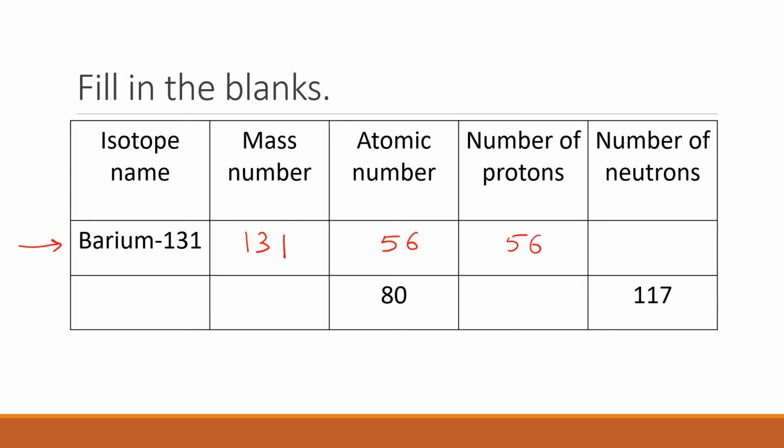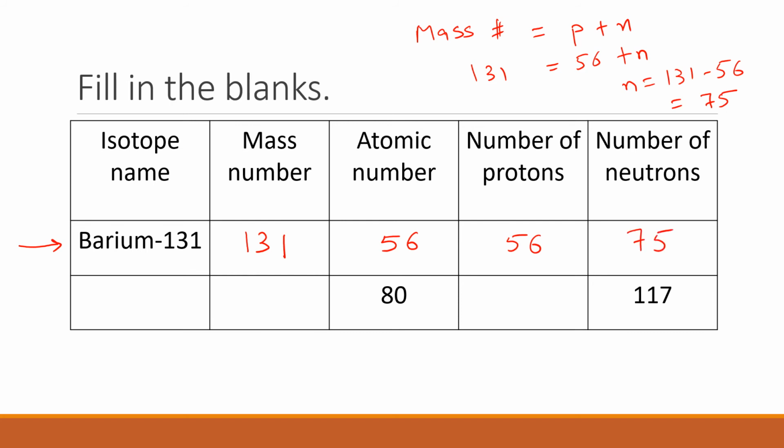And the number of neutrons. Remember, the mass number, which is the same as atomic mass, is equal to the number of protons plus neutrons. We already know the mass number, which is 131, and we already know the number of protons, which is 56. So we can now figure out the number of neutrons. The number of neutrons will be equal to 131 minus 56, and this comes out to be 75.